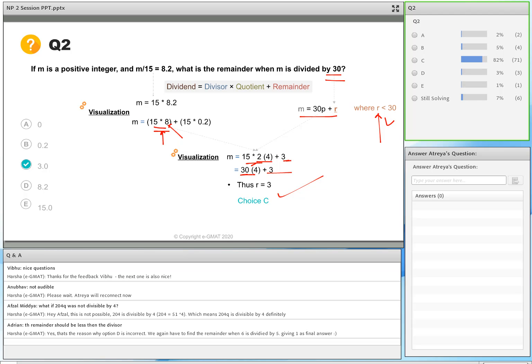Now, a very important question. Why do I divide 8.2 into two parts? Again, because that's a fraction, right? I need to convert that into an integer, Vedang. And that is the reason I divide 8.2 into its integral part and its fractional part. I hope that is clear to you.